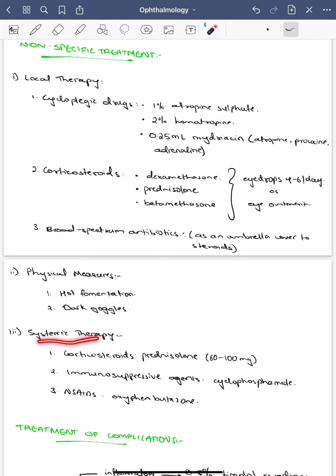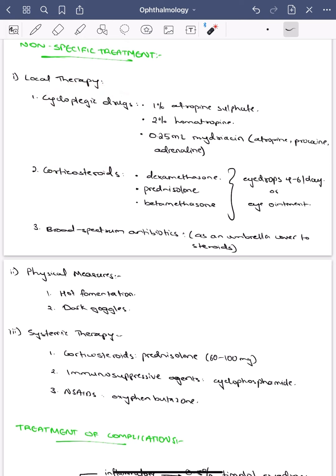Now the systemic therapy for the non-specific treatment is again corticosteroids, prednisolone 60 to 100 milligram. Then immunosuppressive agents like cyclophosphamide may be given, and third is non-steroidal anti-inflammatory drugs, and an example of this is oxyfenbutazone. So again, non-specific treatment, we have local therapy, physical measures, and systemic therapy. Local therapy, the important drugs are cycloplegic drugs and corticosteroids.